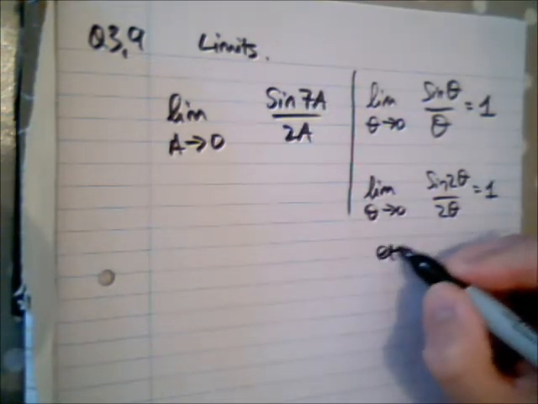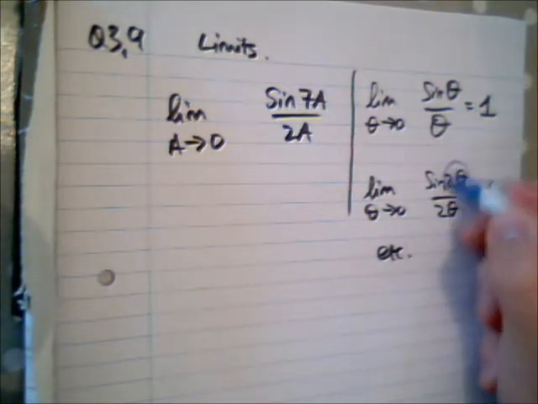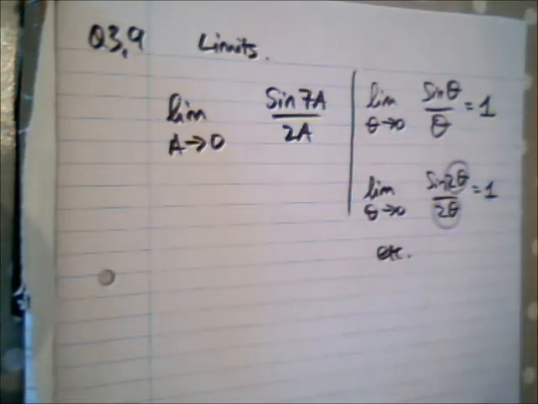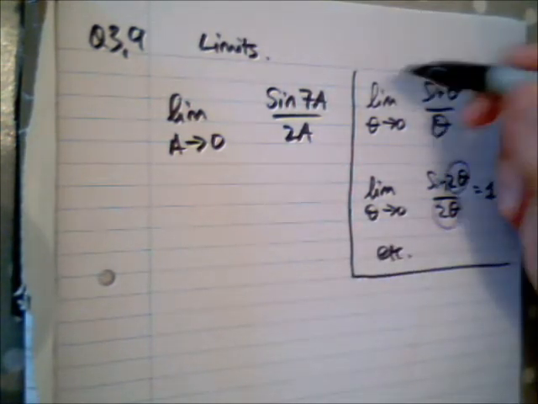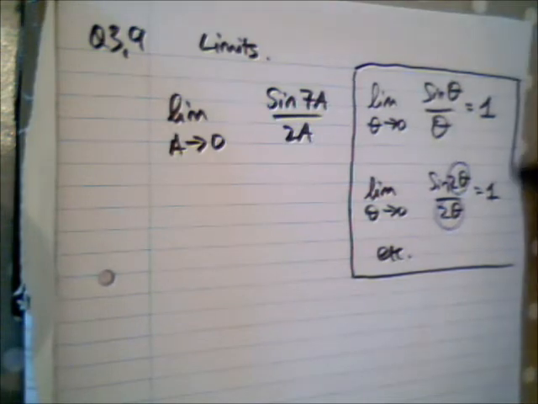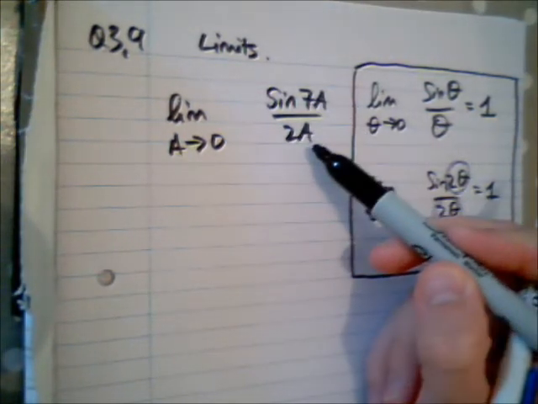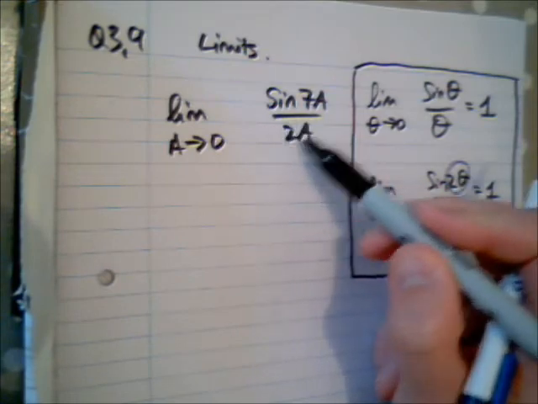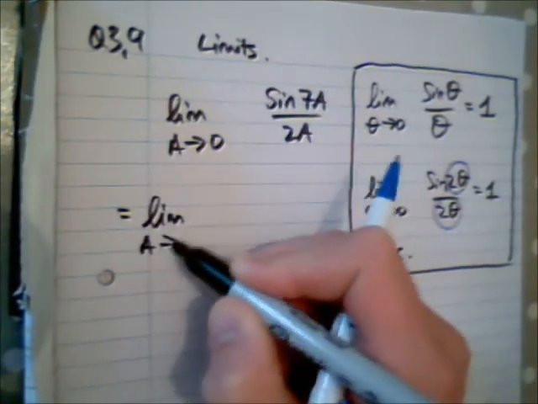And so as long as the two angles are the same, as long as the angle up here is the same as the angle down here, that limit is 1. If the angles aren't the same, we can't say anything. So what you always need to do is engineer a situation where the angles are the same, and then we work from there. So at the moment we're looking at sine of 7a over 2a. We need the angle on the bottom to be the same as the angle on the top. So what you do is you write that down.